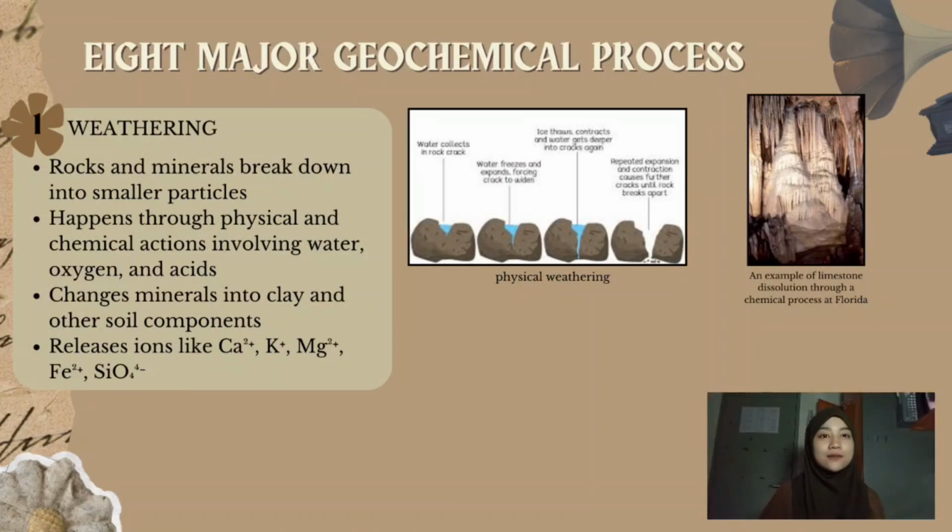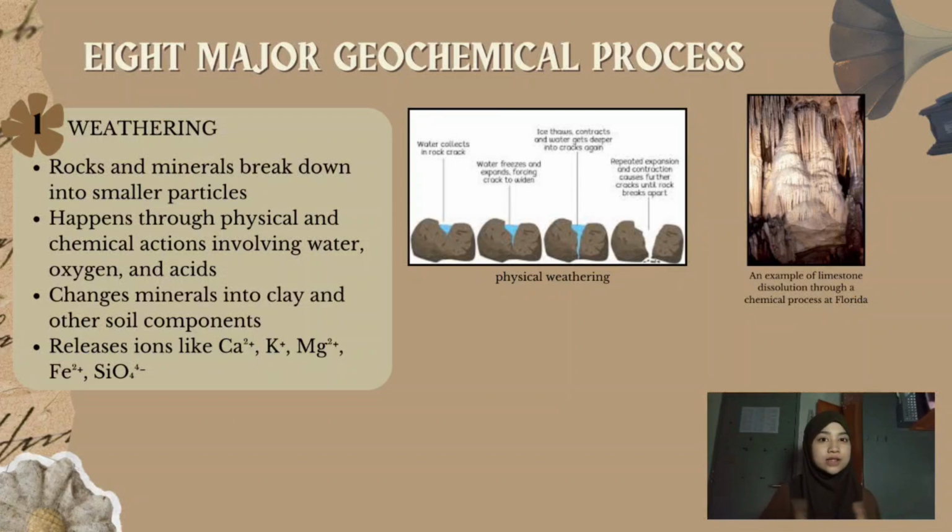To begin with, let's look at the first and most fundamental process, which is weathering. Weathering is the physical and chemical breakdown of rocks and minerals into smaller soil particles. In physical weathering, rocks are broken apart through mechanical force, such as changes in temperature, freezing, melting, rubbing against other rocks, and root pressure. In chemical weathering, reactions with water, acids, and gases like oxygen alter the mineral structure. Common chemical reactions involved include hydrolysis, oxidation, and carbonation.